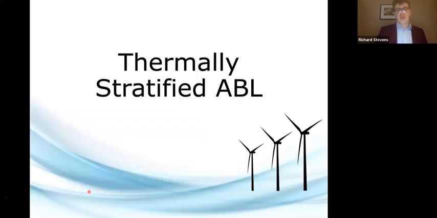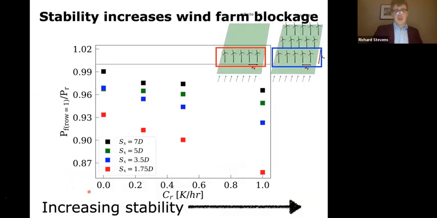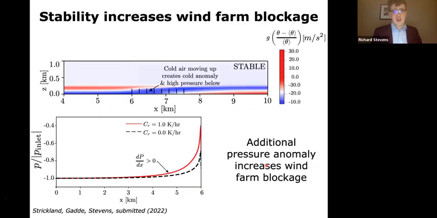And this effect becomes more important in thermally stratified boundary layers. If we increase stability, and we do it for different distances between the turbines, we see that the flow blockage is actually increasing when we increase the thermal stability in the boundary layer. And this is created because the cold air that is moving upwards creates a cold anomaly higher up, and this creates a higher pressure force in a stable boundary layer compared to a neutral boundary layer.